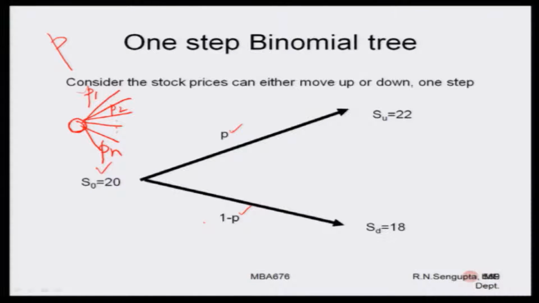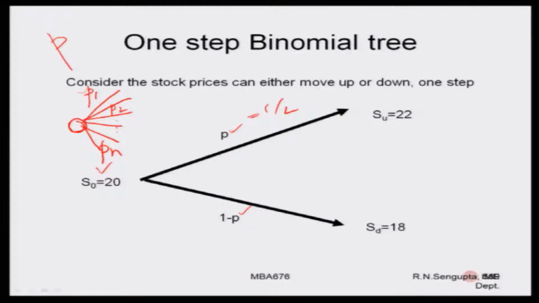Say, for example, you are tossing a coin. In the first instance, if the head comes, the price increases by 45 rupees; if the tail comes, the price decreases by 45 rupees. In that case P would be half, and similarly 1 minus P would be half. Now, as of today the price S0 is 20, and at some instant the price has an upward trend and a downward trend with probability P and 1 minus P: it increases to 22 in one instance and falls from 20 to 18.